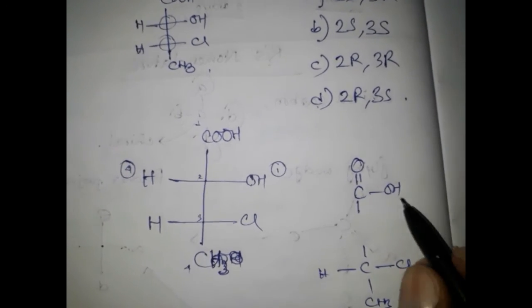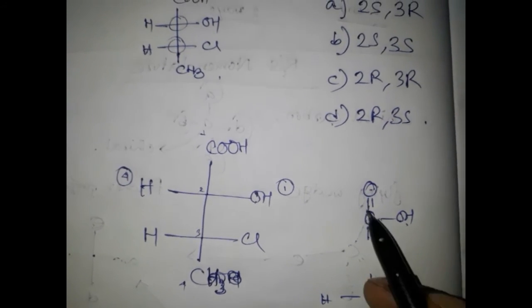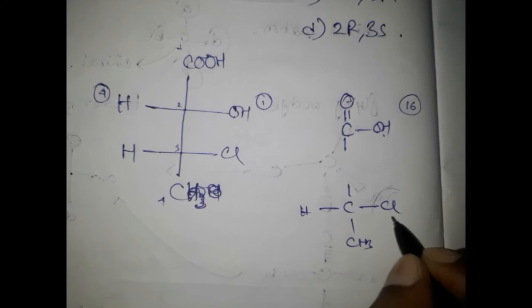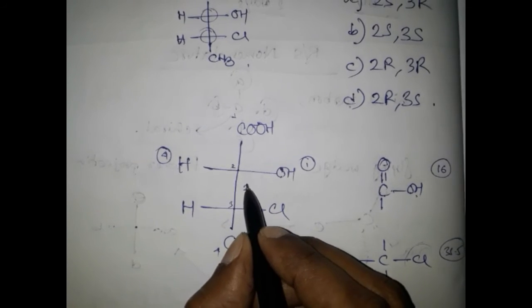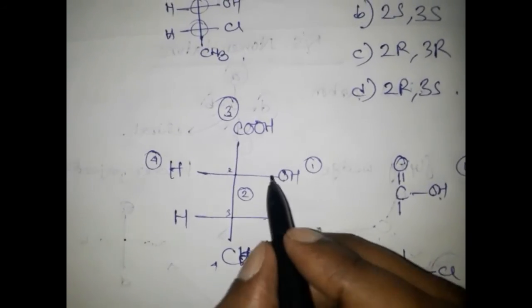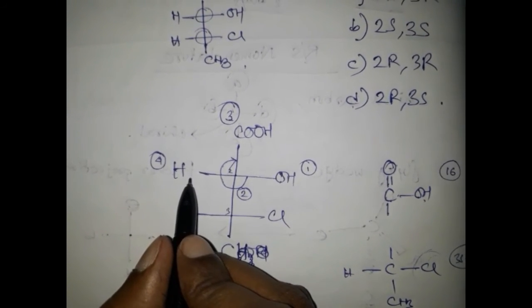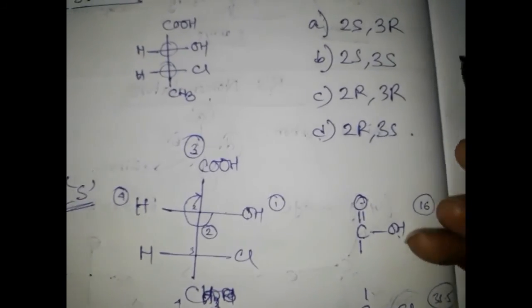So the group is this one: there is a carbon and 2 oxygens. Oxygen's atomic weight is 16. Now this one has a chlorine in it and its atomic weight is 35.5. So chlorine has a bigger atomic weight, hence this side will be number 2, this side will be number 3. So 1, 2 and 3, it is clockwise and H is in horizontal position. So this center will be S, so it will be 2S. So we can cancel out these 2 options. Now with 2S, these 2 options remain.